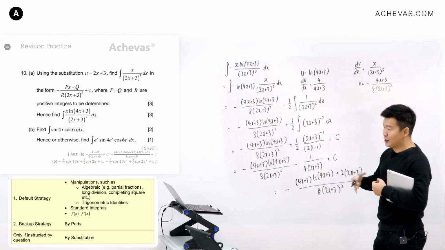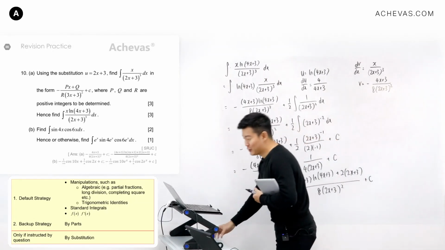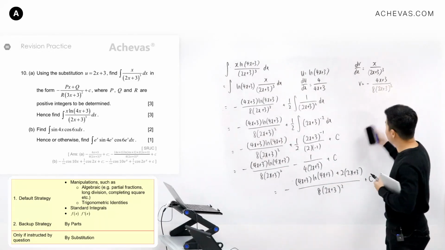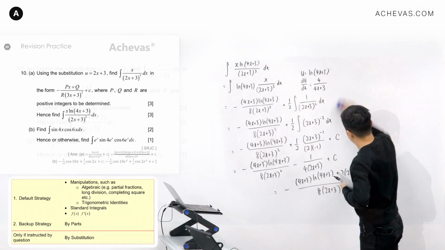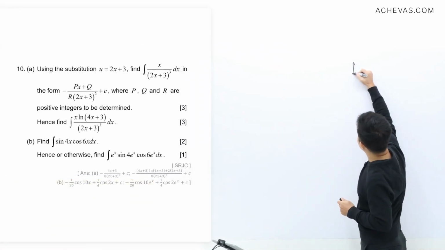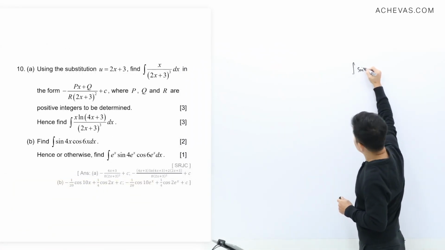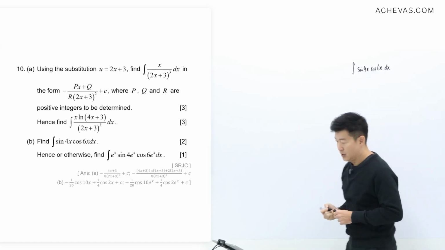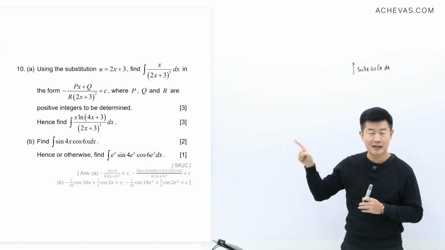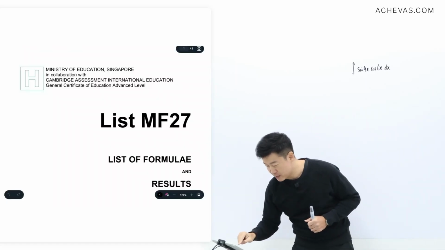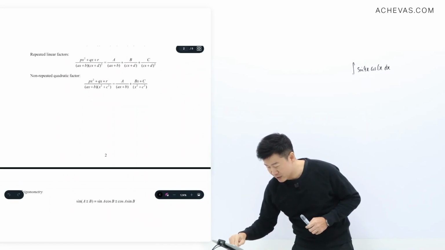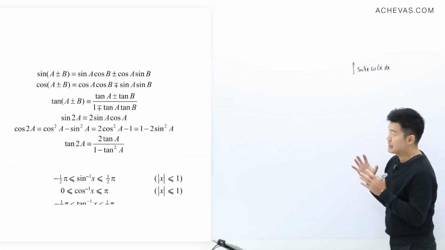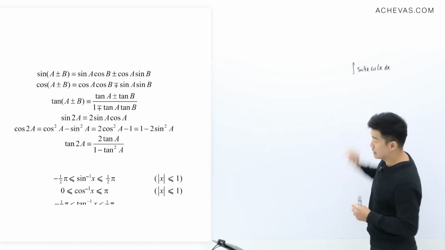And let's end off by going back to what we have started in sine 4x cosine 6x, which we are going to make use of the trigonometric identity again. In 10b, the first part requires us to integrate sine 4x cosine 6x. And to integrate this, let's refer again to our formula sheet, because in our formula sheet, we have a list of identities. And looking at this list of identities, we want to try to spot an expression that is as similar to this as possible.